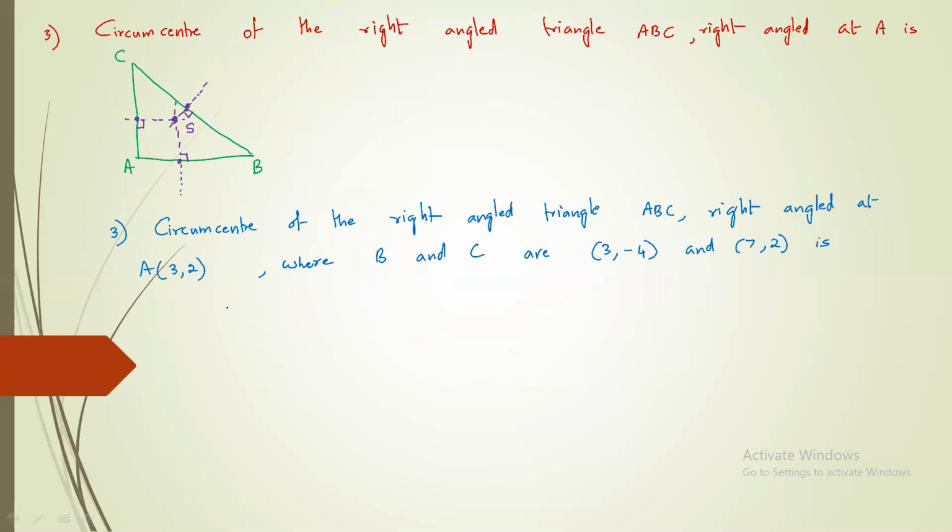You can see the diagram. This is the right angle triangle ABC. It is right angled at A. What do you mean by circumcenter?